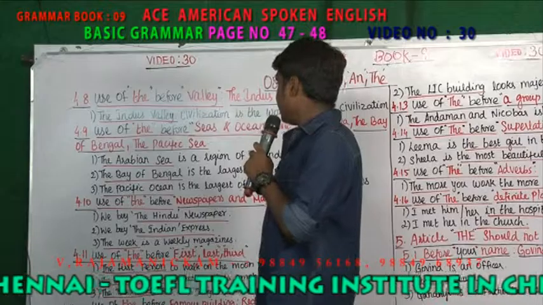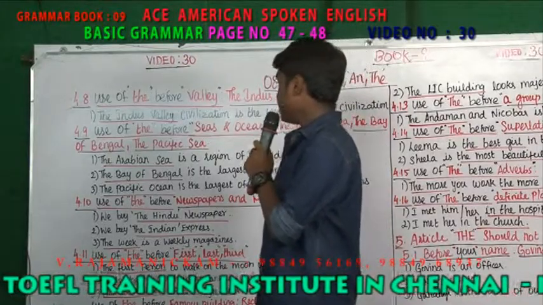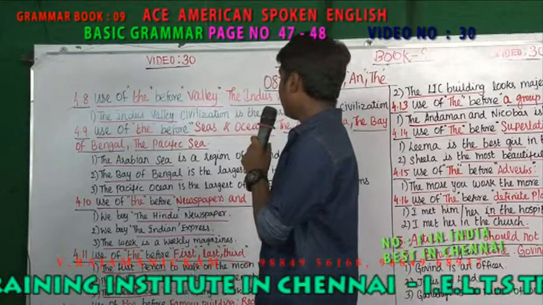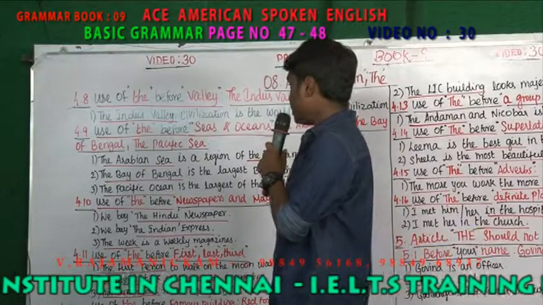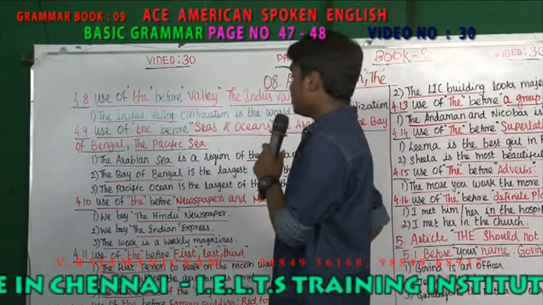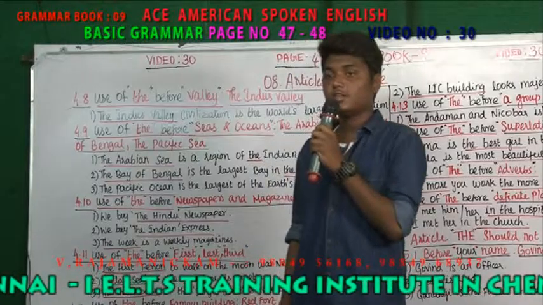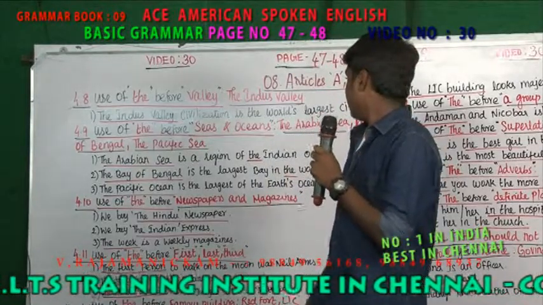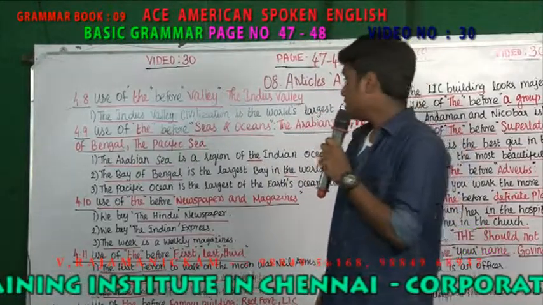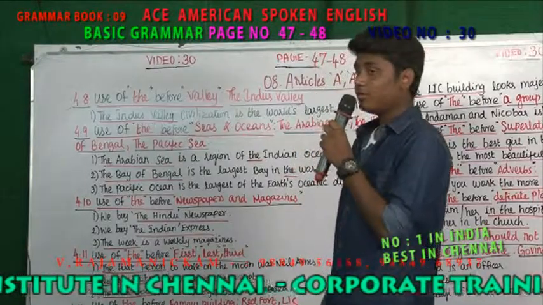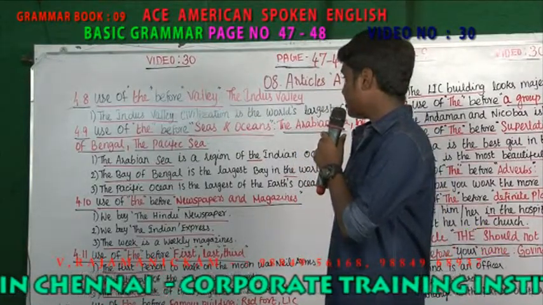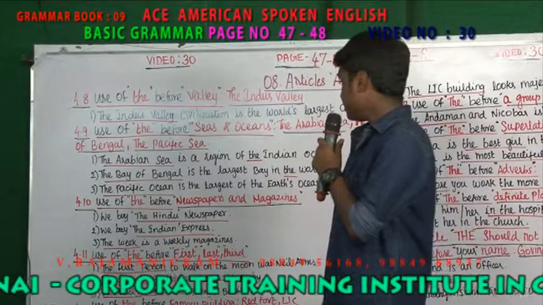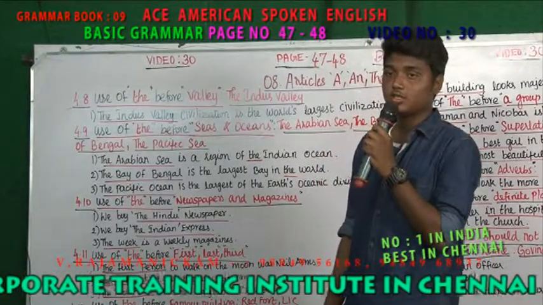Articles means first, used before valley and island. For example, the Indus Valley was the largest civilization. Next, use "the" before seas and oceans. For example, the Arabian Sea is the region of the Indian Ocean.